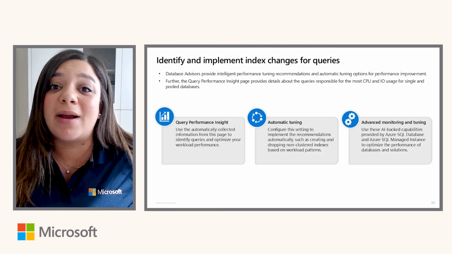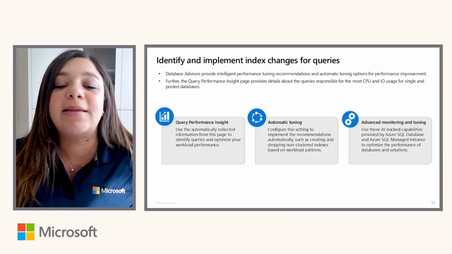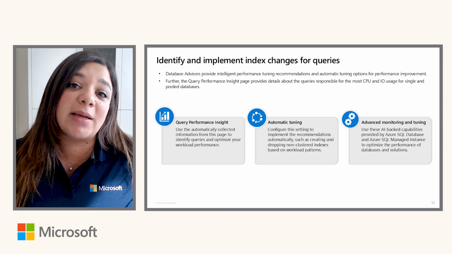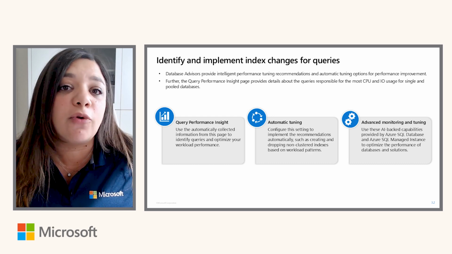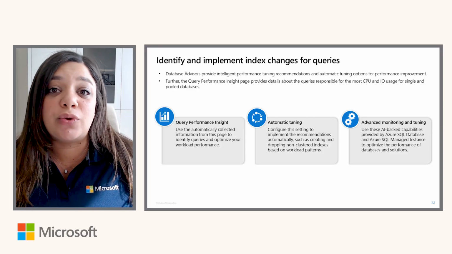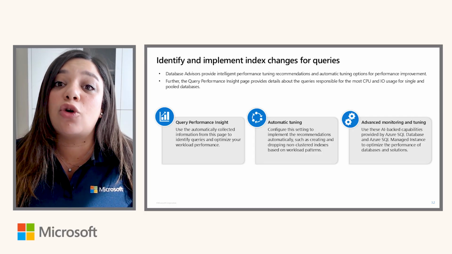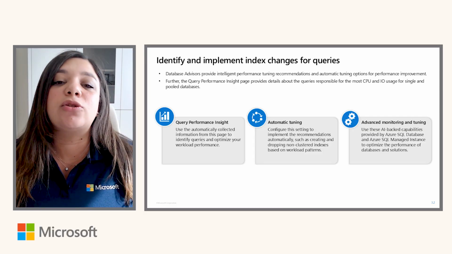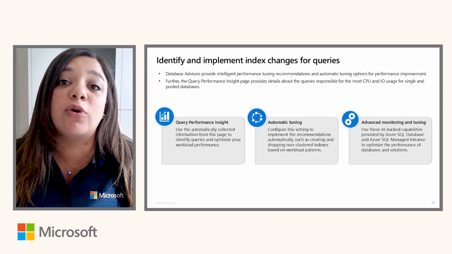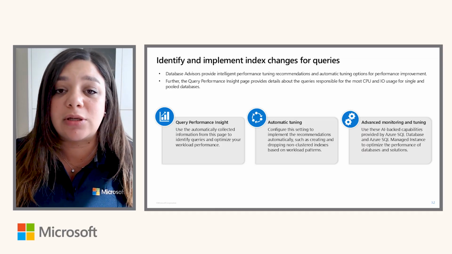Once performance issues are identified, your next step is optimizing queries using intelligent indexing and tuning. So be aware of the key index optimization tools. We have query performance insights, automatic tuning, advanced monitoring and tuning as well. Be aware of automatic tuning. It can create and drop indexes dynamically based on query workload patterns. Understand query performance insights, how it helps identify queries with the highest resource consumption.